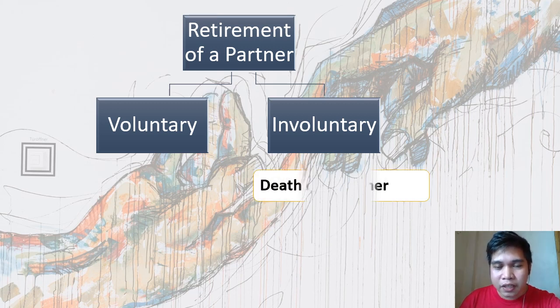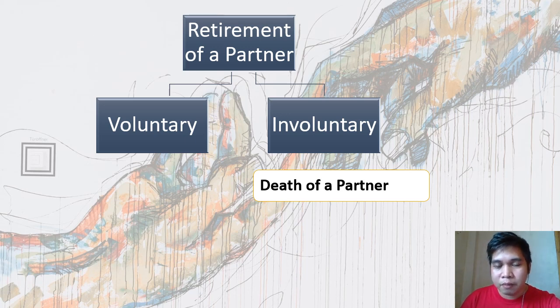Under involuntary, of course, yung pinakasikat, death of a partner. Pag namatay si partner, automatic po, dissolved na si partnership. Kasi nga, this specific partner can no longer fulfill his obligation in the partnership. So, if that's the case, automatic po, dissolution agad tayo under retirement of partnership, involuntary.